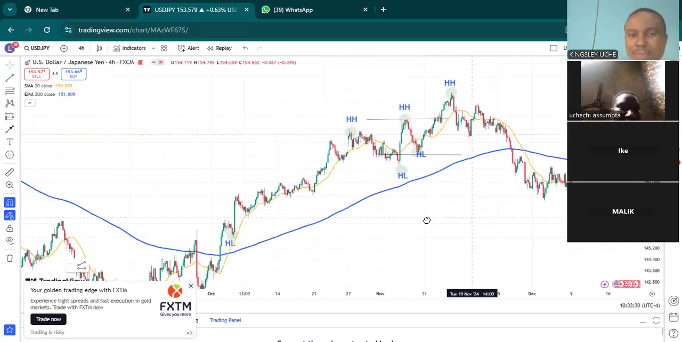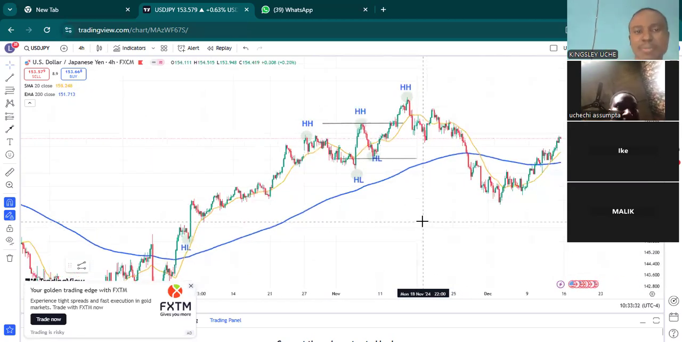So at the moment, we've seen the first step, an uptrend market. Second step, putting the higher high, higher low in place. The third step, getting our horizontal lines so that we can use them to get our break of structure and change of character.